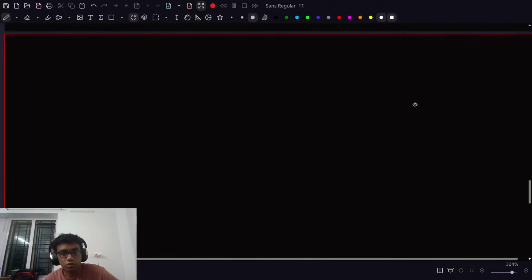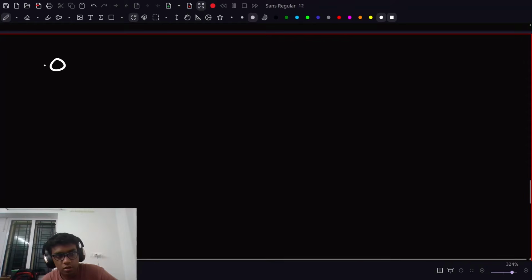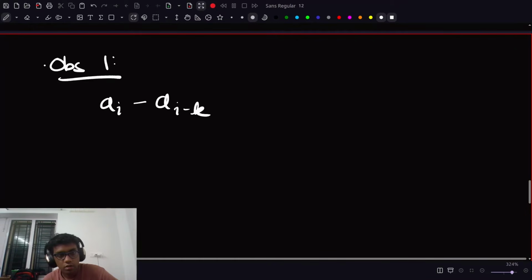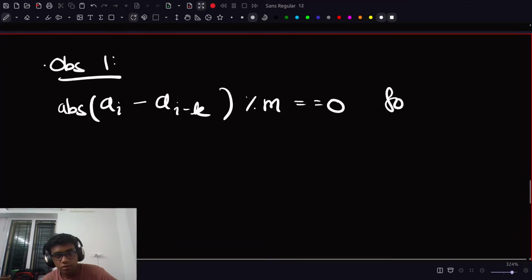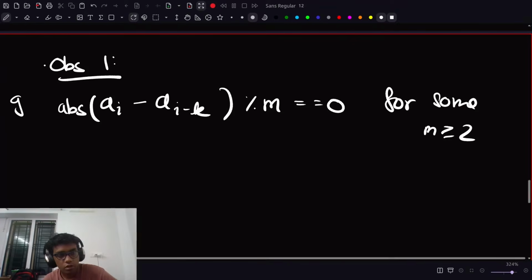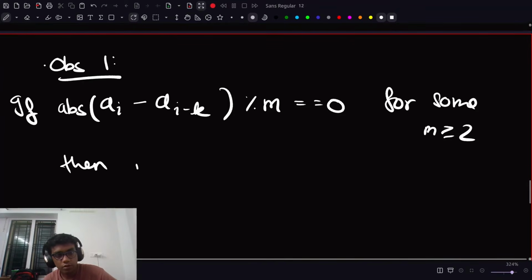Okay, let us write down our observation neatly. Observation 1: the observation simply states that the absolute value of a_i minus a_(i+k), mod m, is equal to 0 for some m greater than or equal to 2. If this is true, then we add a point.